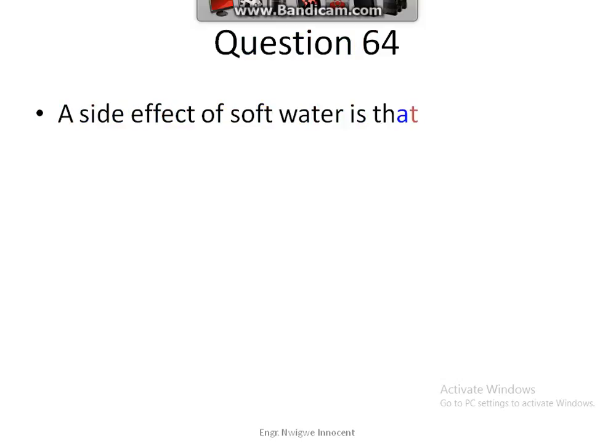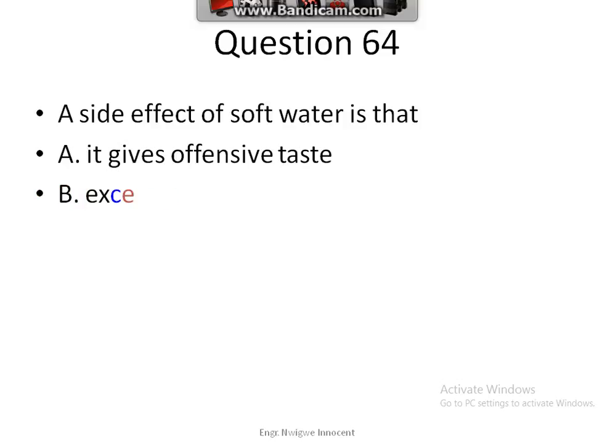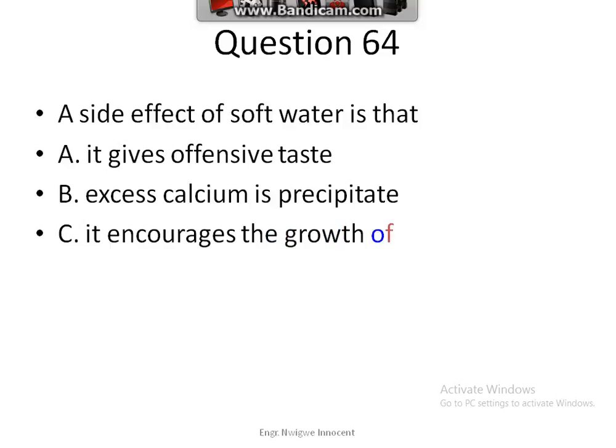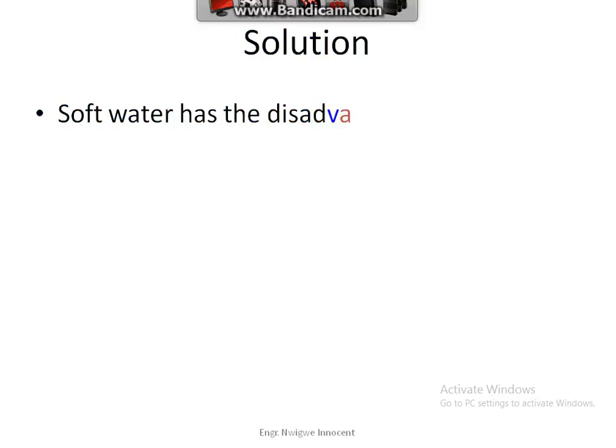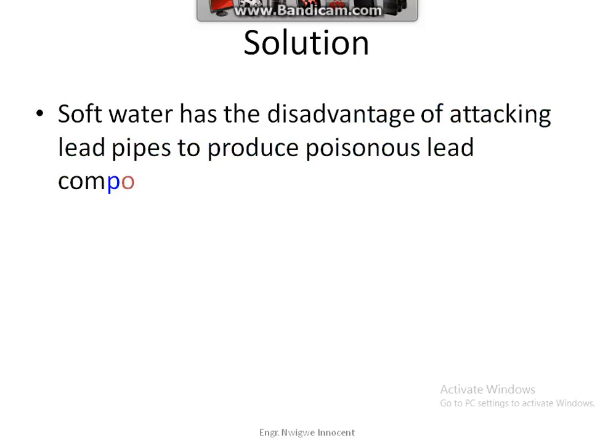Question 64. A side effect of soft water is that: A. It gives offensive taste, B. Excess calcium is precipitated, C. It encourages the growth of bacteria, D. It attacks lead content in pipes. Solution. Soft water has the disadvantage of attacking lead pipes to produce poisonous lead compounds. Answer is D.